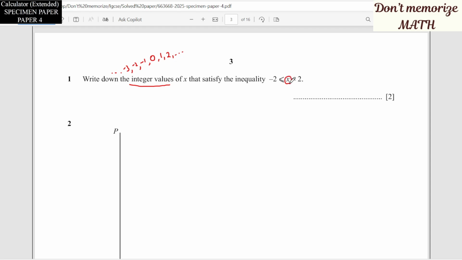So you can see x must be greater than -2 and less than 2, but you can see an equal sign, so you can start from -2. Okay, so -2, -1, 0, 1. Can we write 2? No, because we don't have an equal sign here, so it must be strictly less than 2. So we cannot write 2, so the numbers are -2, -1, 0 and 1.